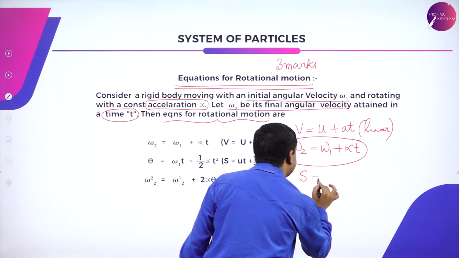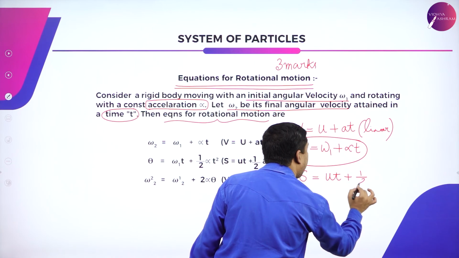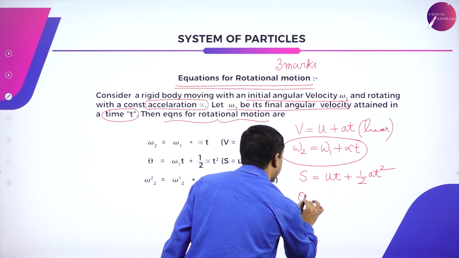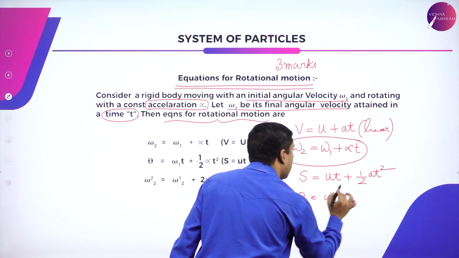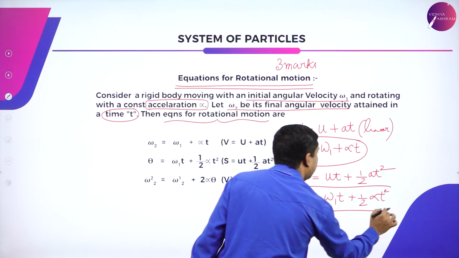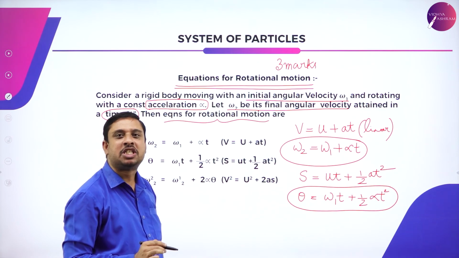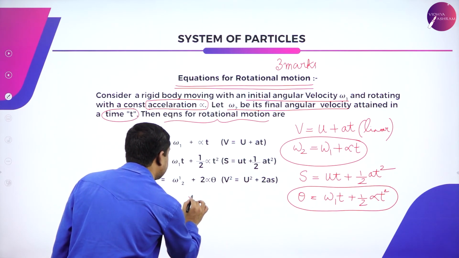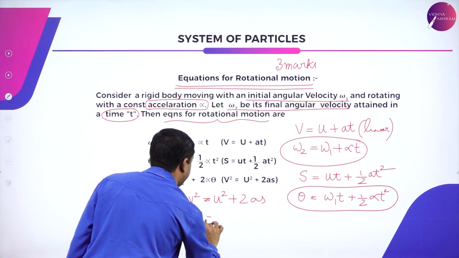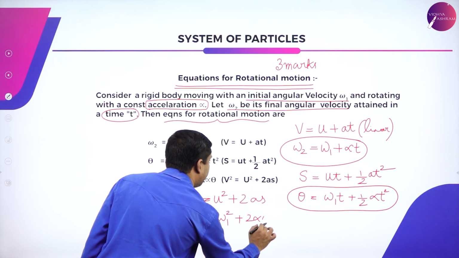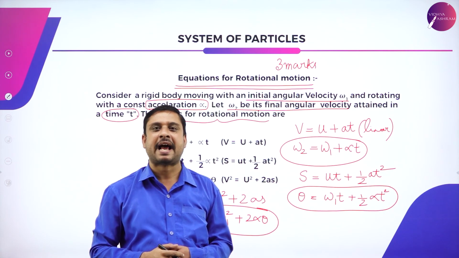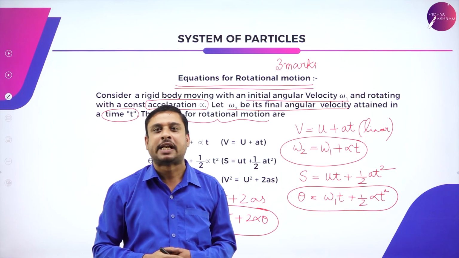Second equation of motion, s equals ut plus half at square. This is for linear motion. Comparing for rotational motion, displacement is theta. Initial velocity omega 1 t plus half alpha t square. See how beautifully we are constructing equations for rotational motion. And v square equals u square plus 2as. Omega 2 square is omega 1 square plus 2 alpha theta. Third equation of motion. So just by comparison, we are arriving at the equations of motion for rotational motion.